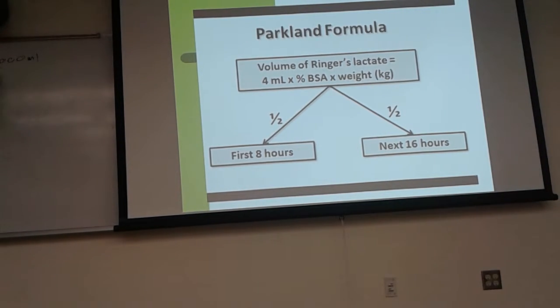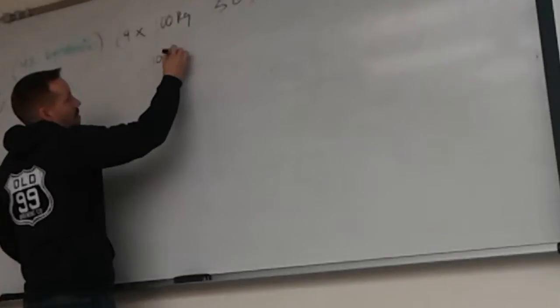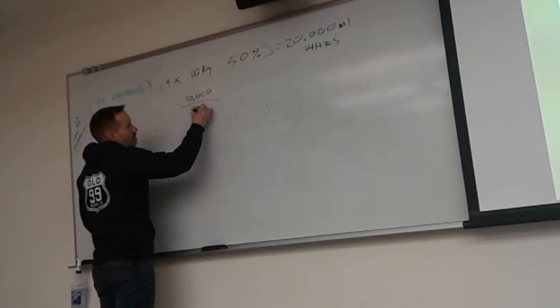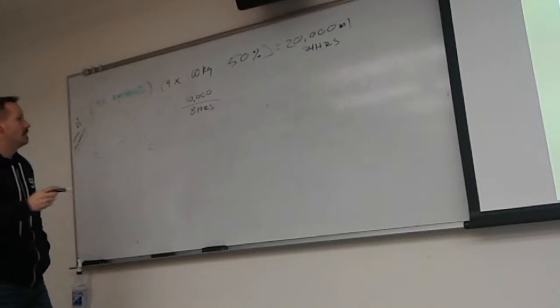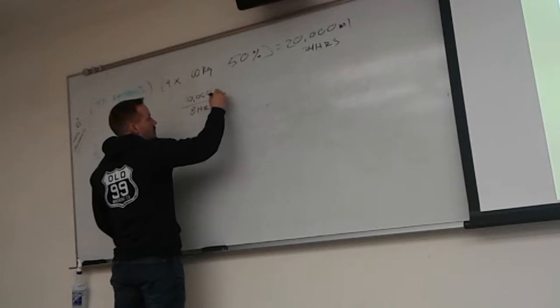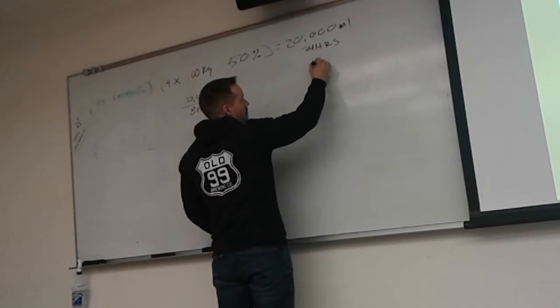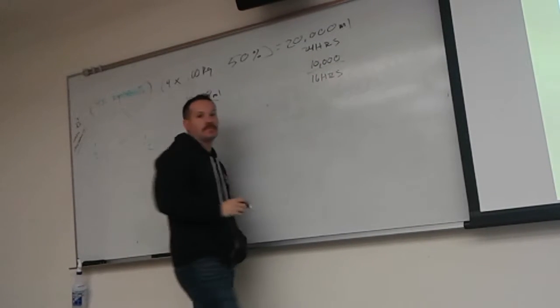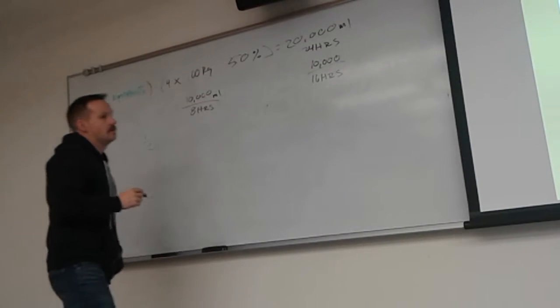So over 24 hours is where that goes. We take half of that, which is 10,000, and we need to get that in 8 hours, okay? So over the first 8 hours, this is when we're going to see them. They need 10,000 milliliters over 8 hours. Later, they're going to need an additional 10,000 over the 16 hours afterwards, okay? Everybody tracking? Yep. Okay.